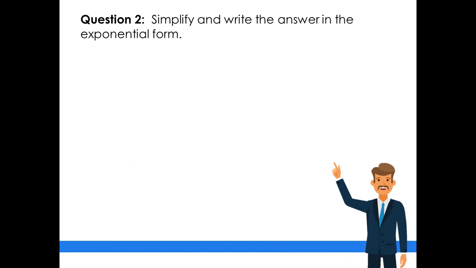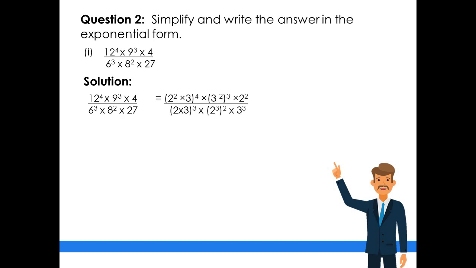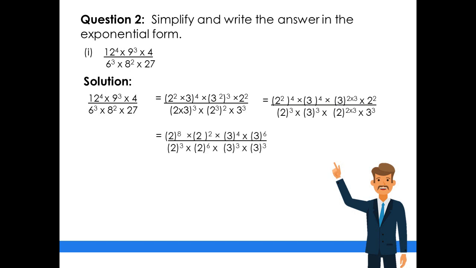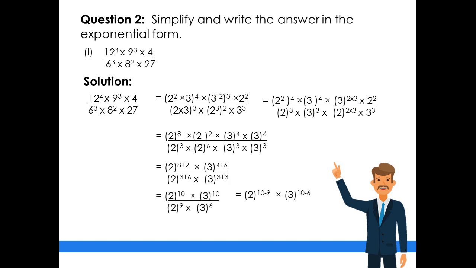Question 2. Simplify and write the answer in the exponential form. 12 raised to 4 into 9 raised to 3 into 4 divided by 6 raised to 3 into 8 raised to 2 into 27. The answer is 162.